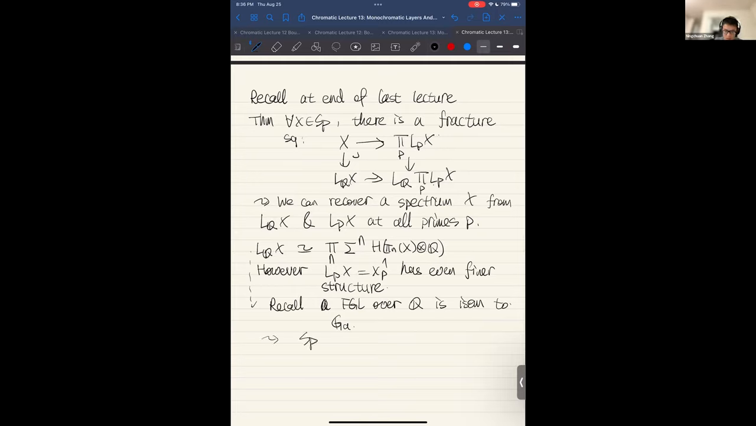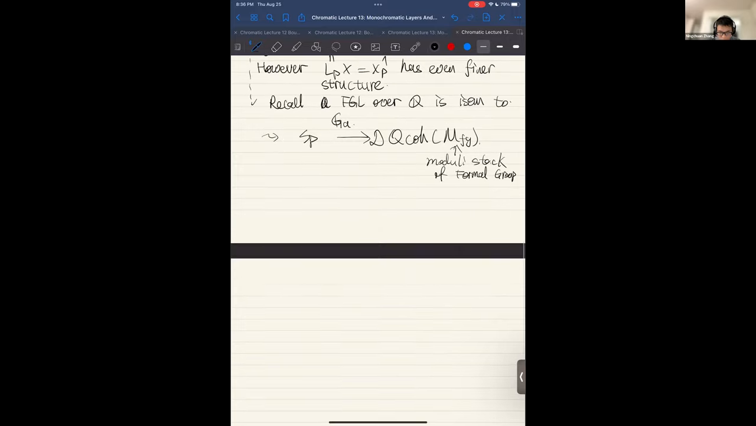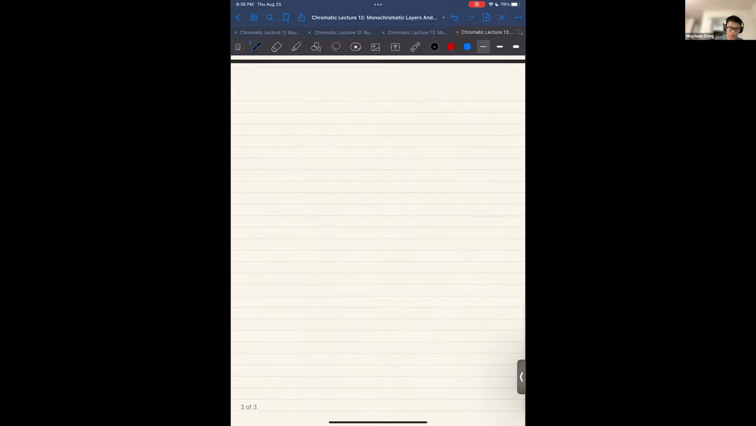There is some deep relation between spectra and quasi-coherent sheaves over the moduli stack of formal groups. Here I said formal groups and not formal group laws because there's some subtle difference. Also, more precisely, it's not just quasi-coherent sheaves. I really want the derived category, so chain complexes with weak equivalences inverted. So how does this work? That's the first part of my talk.